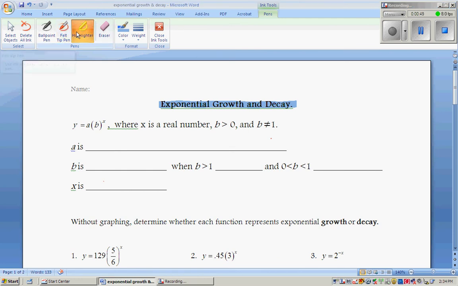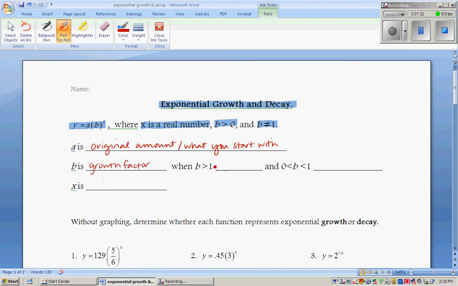Well, we're going to take the function y equals a times b to the x, which looks complicated, but really it's going to be very simple. X is just a real number, and b, the most important part of it, is positive. It is larger than 0, and it can't equal 1, and we'll get into that in a second. A is just the original amount. It's what you started with, if you want to think of it that way. And it's not nearly as important as b, which is the growth factor.